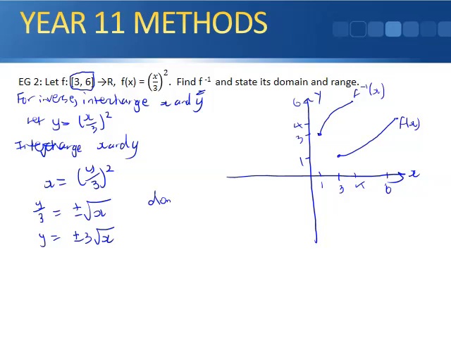So the domain of the inverse equals the range of f of x. Now the range of f of x is just 1 to 4. And that's inclusive. Remember, from there to there. And the range of the inverse of x equals the domain of f of x, and that was written already up here, right there, so that's just 3 to 6.